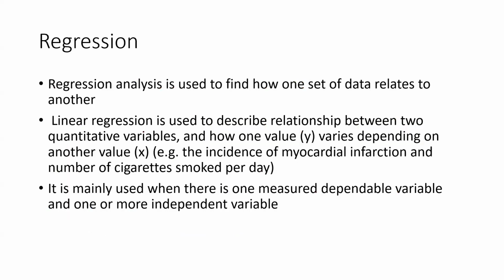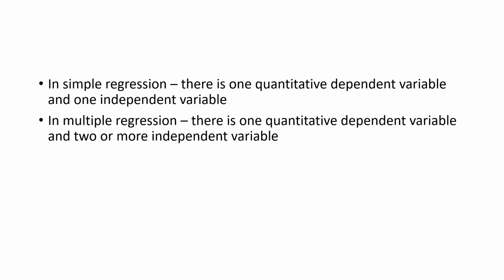Now the regression. Regression analysis is used to find how one set of data relates to another. Linear regression is used to describe the relationship between two quantitative variables, how one value varies depending on another value. It is mainly used when there is one major dependent variable and one or more independent variables. In simple regression, there is one quantitative dependent variable and one independent variable. In multiple regression, there is one quantitative dependent variable and two or more independent variables.